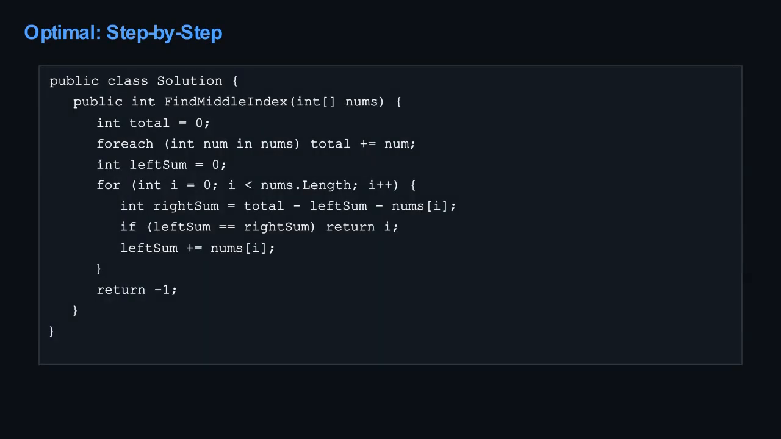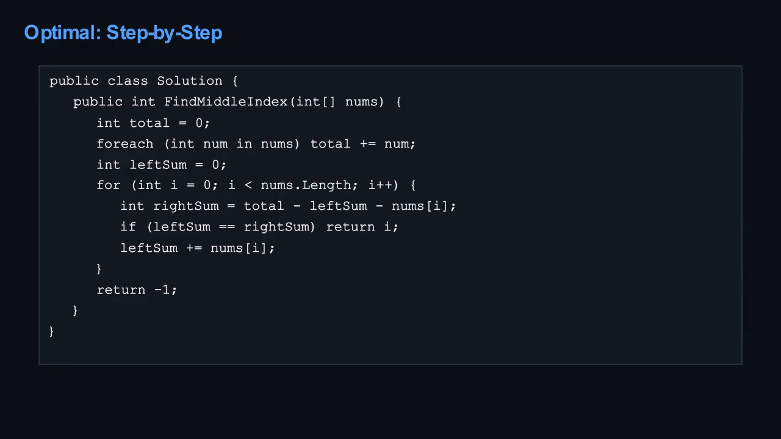Let's trace this with the example array 2, 3, -1, 8, 4. First, calculate the total sum, which is 16. Now, initialize left sum to 0. At index 0, value 2, right sum is 16 minus 0 minus 2, which is 14. 0 does not equal 14. Update left sum to 2.